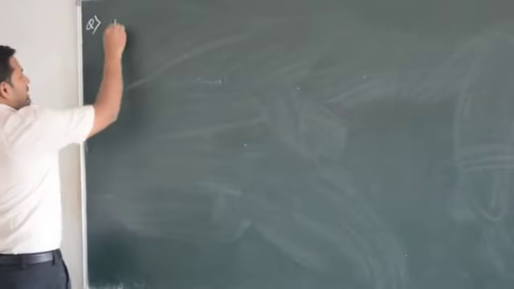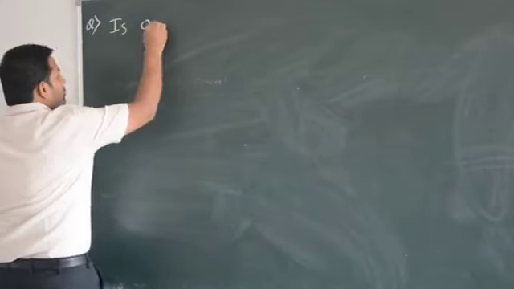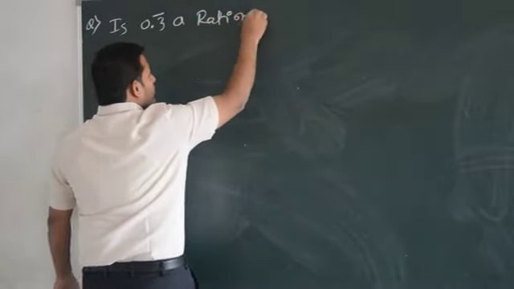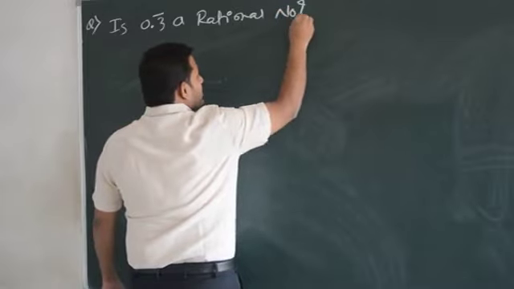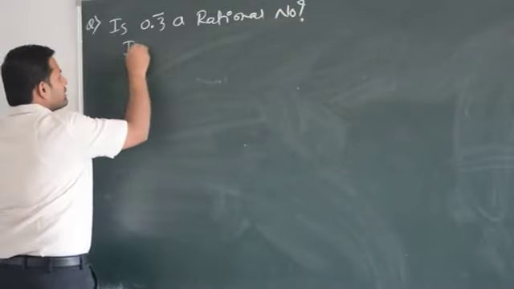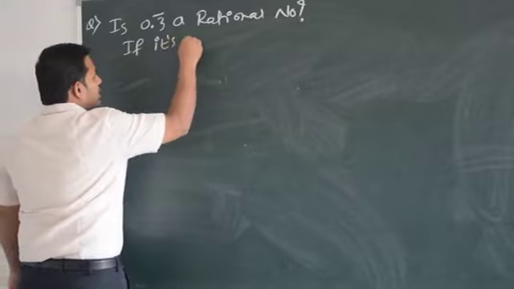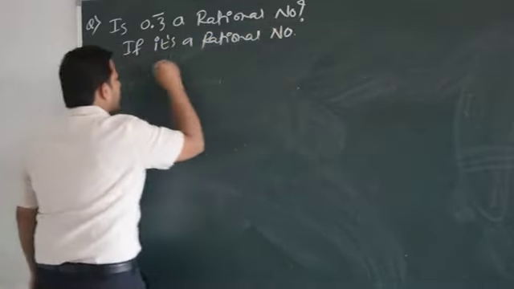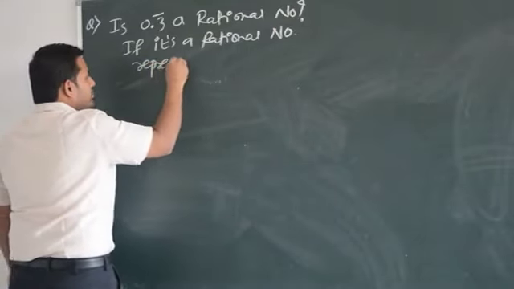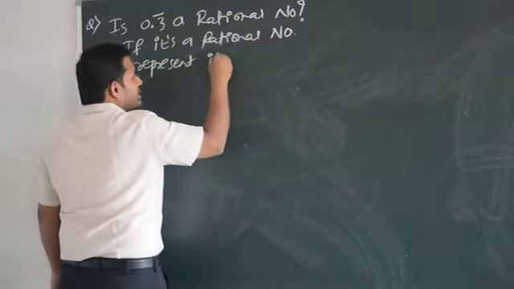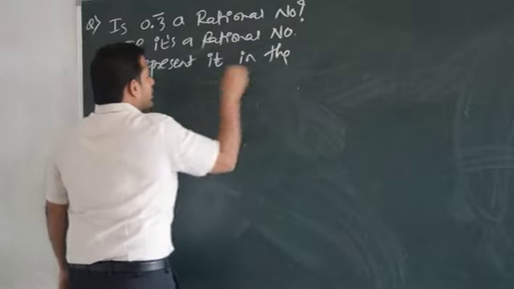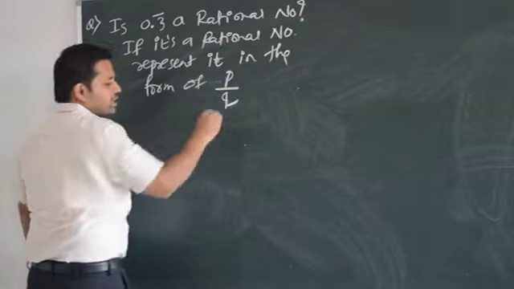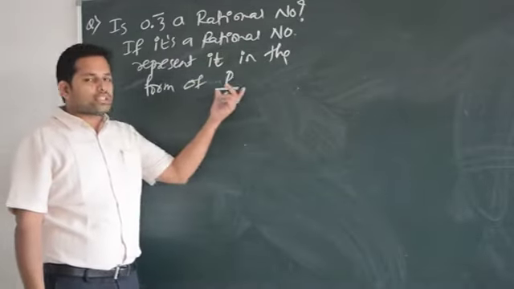Okay, fine. So, they are asking you, is 0.3 bar a rational number? If it is a rational number, represent it in the form of p by q. If it is a rational number, you should be able to represent it in the form of p by q.